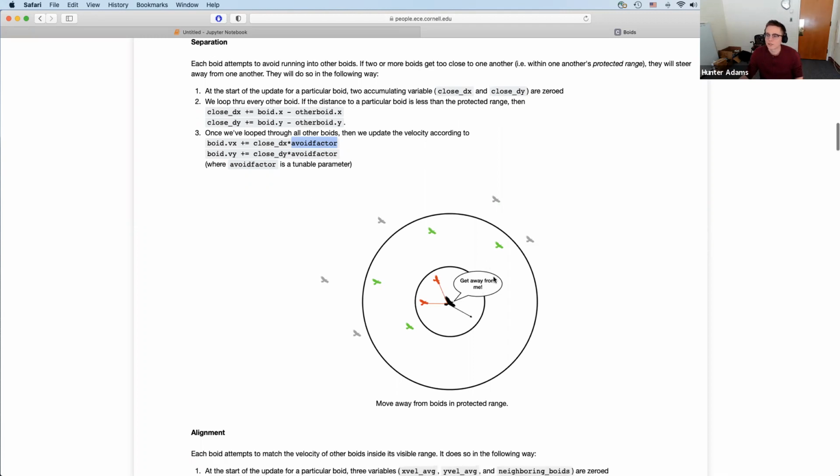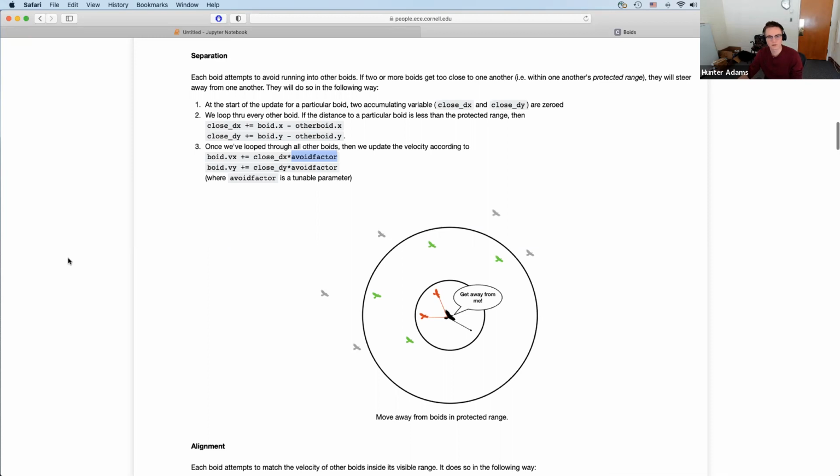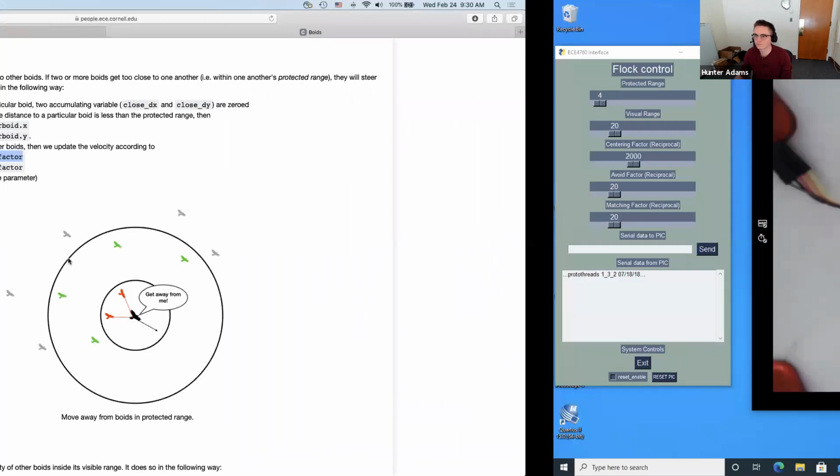But visually, it kind of looks like this. If you have some Boid that you're updating, it has its protected range, it has its visual range. It tries to get away from the Boids that are red. It can see the Boids that are green, and these Boids that are gray might as well not even exist to this one because it can't see them. They don't affect its motion. Does that make sense?